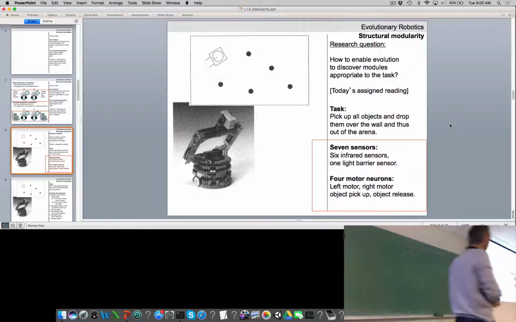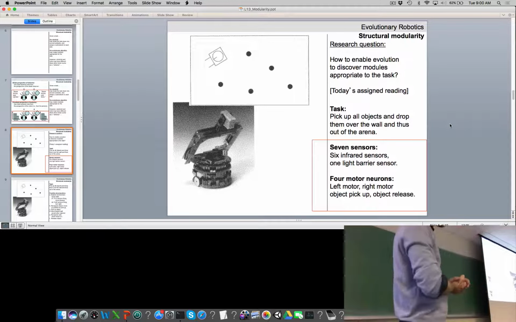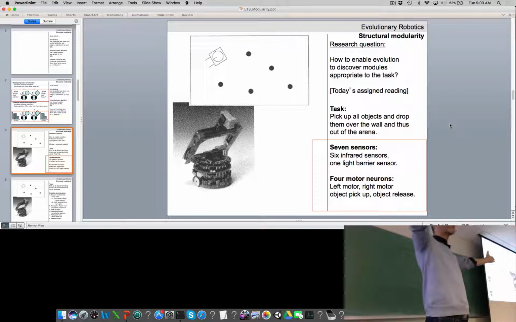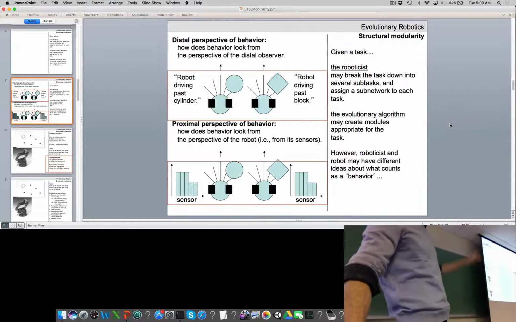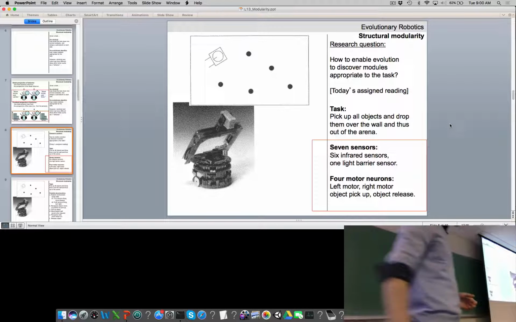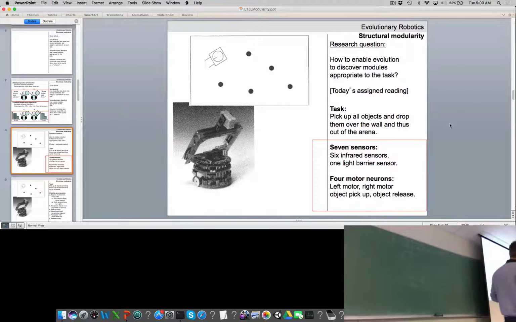Okay, so here's our Kepler. We've got 7 sensors, which are the 6 infrared sensors. These are the distance sensors. So again, like these beams that tell it distance from either sugar cubes or the wall, and a seventh sensor, which is a light barrier sensor. You can see this robot has its little claw here in front of it.